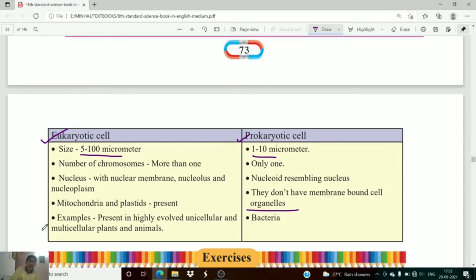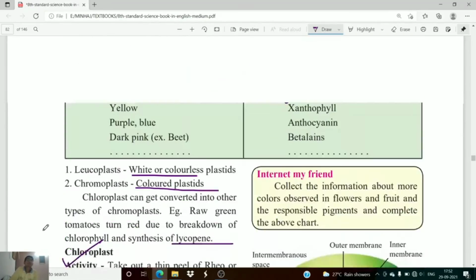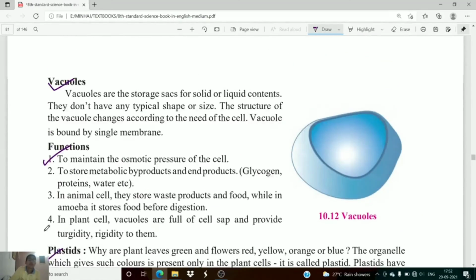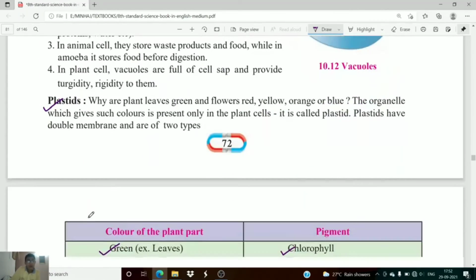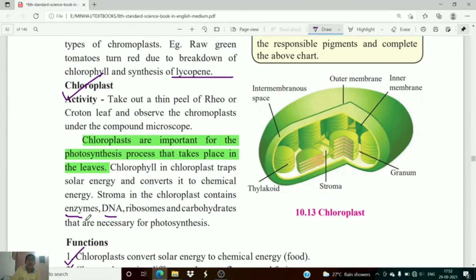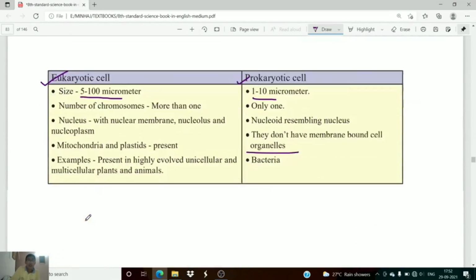So in this lecture we have completed our chapter, that is chapter number 10. We have gone through the different types of cell organelles, and we have also seen their functions. For this chapter, your homework is to complete the exercise of this chapter.